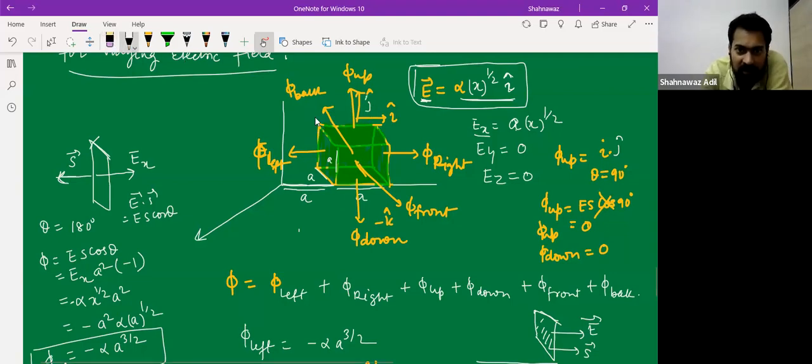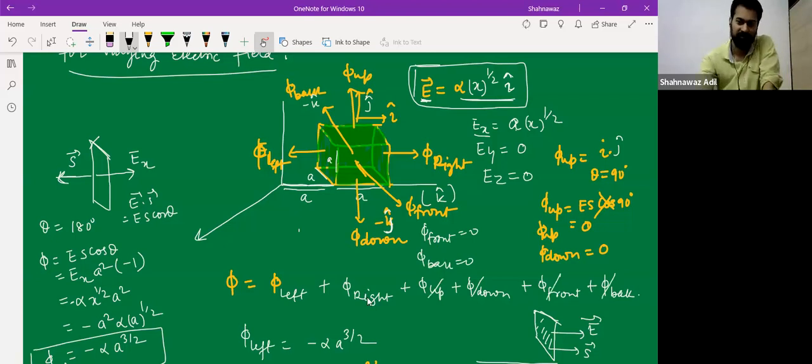Understood this part? Yes, so this is J and this is minus J. What about the back? Back is in the direction of the minus K, and front is in the direction of K hat. So again, these are perpendicular. So phi front would be 0 and phi back would be 0. Understood? Any doubt? Any question?